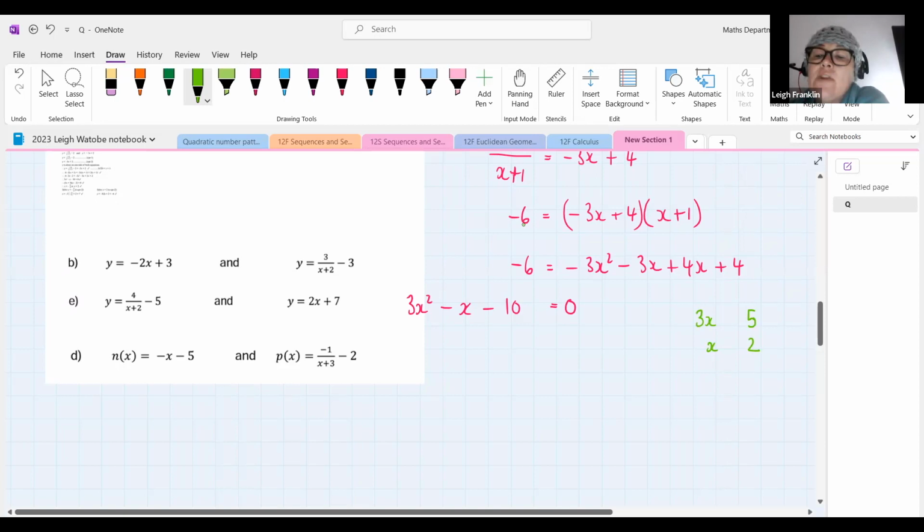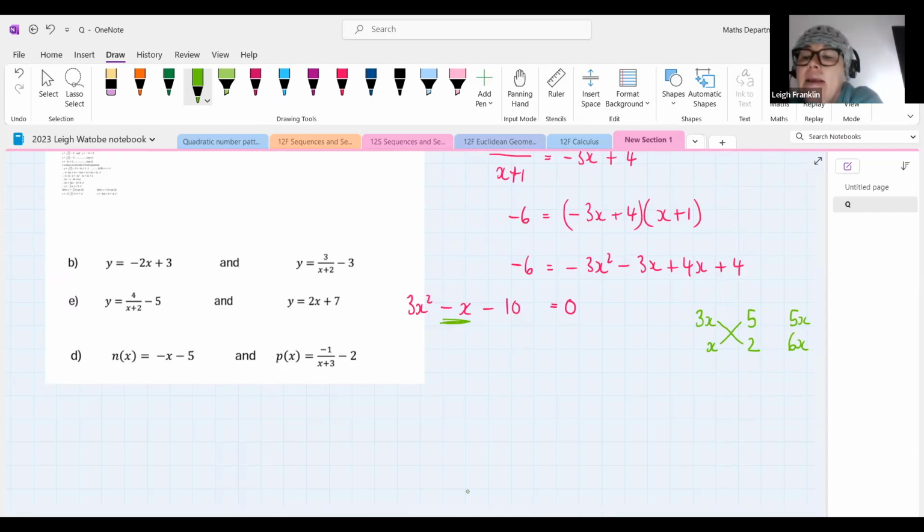This is so that when I cross multiply, so x with 5, I'm going to end up with 5x, and 3x with 2, I'm going to end up with 6x. Now, I want that because the difference between these two is -1. I can get -1x here if this one is minus and that one is plus. Okay, so this is if you wanted to factorize.